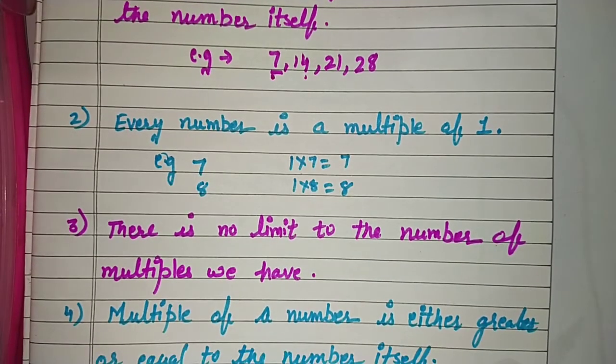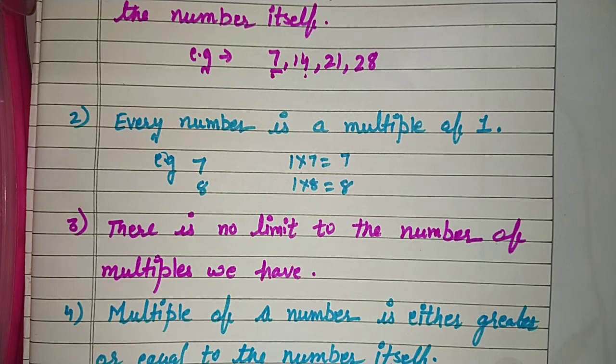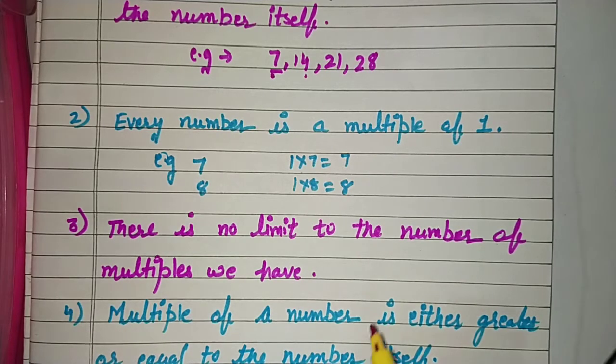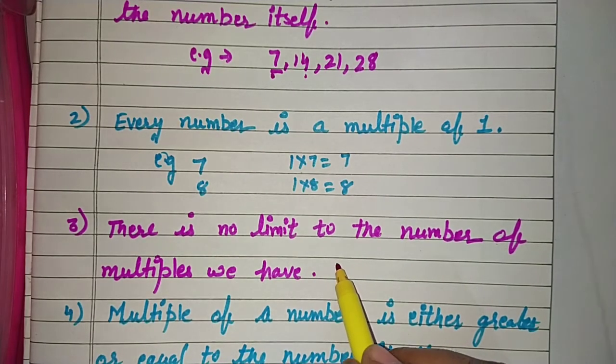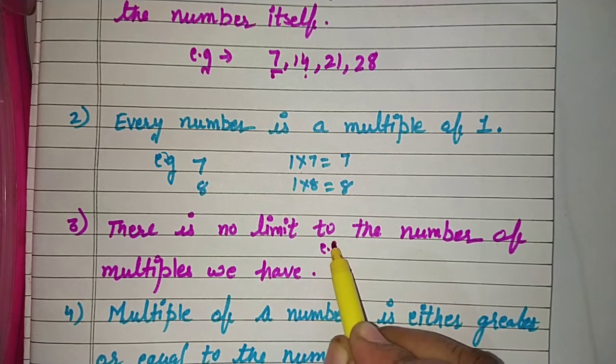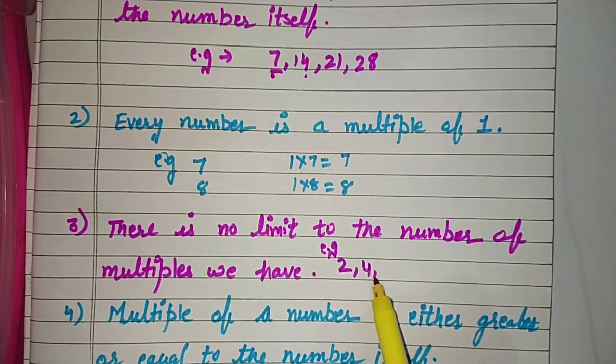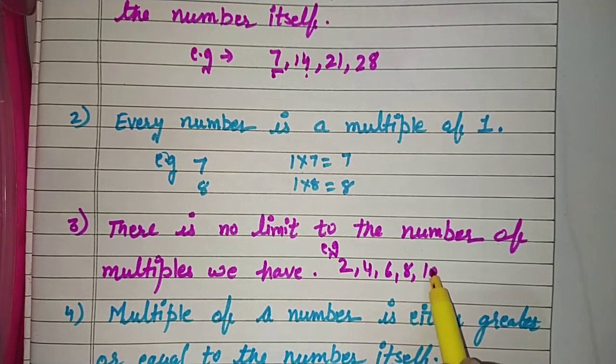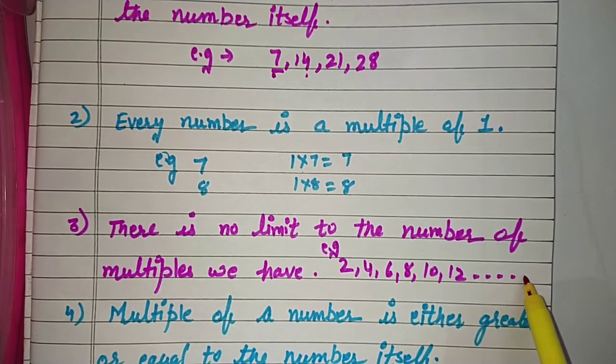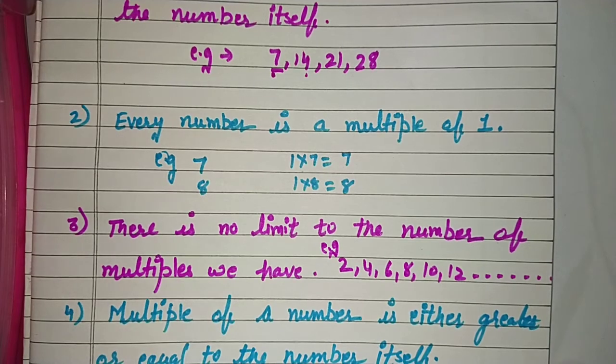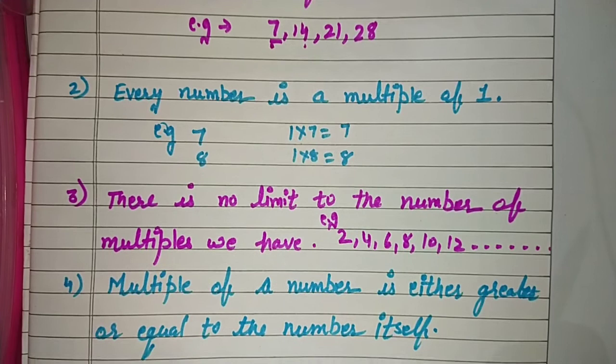The third property is there is no limit to the number of multiples we have. If I just want to write the multiples of any number, suppose if I am going to write the multiples of 2, for example, so I can write 2, 4, 6, 8, 10, 12 and it is endless. So there is no limit. So we can write infinite number of multiples for a given number.